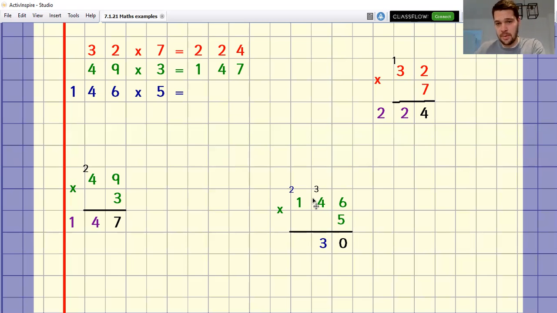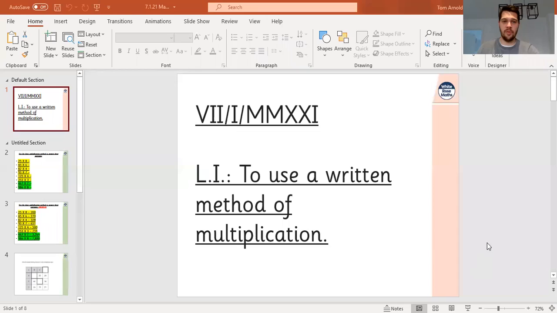And then final step, exactly the same process, but I need to do it for my hundreds as well. So 1 times 5 is 5 plus my 2 is 7. So 146 multiplied by 5 is 740. If you're not feeling too confident with that, the PowerPoint slide that I'm about to share, I've got some questions to build your confidence and give you some more to practice with.